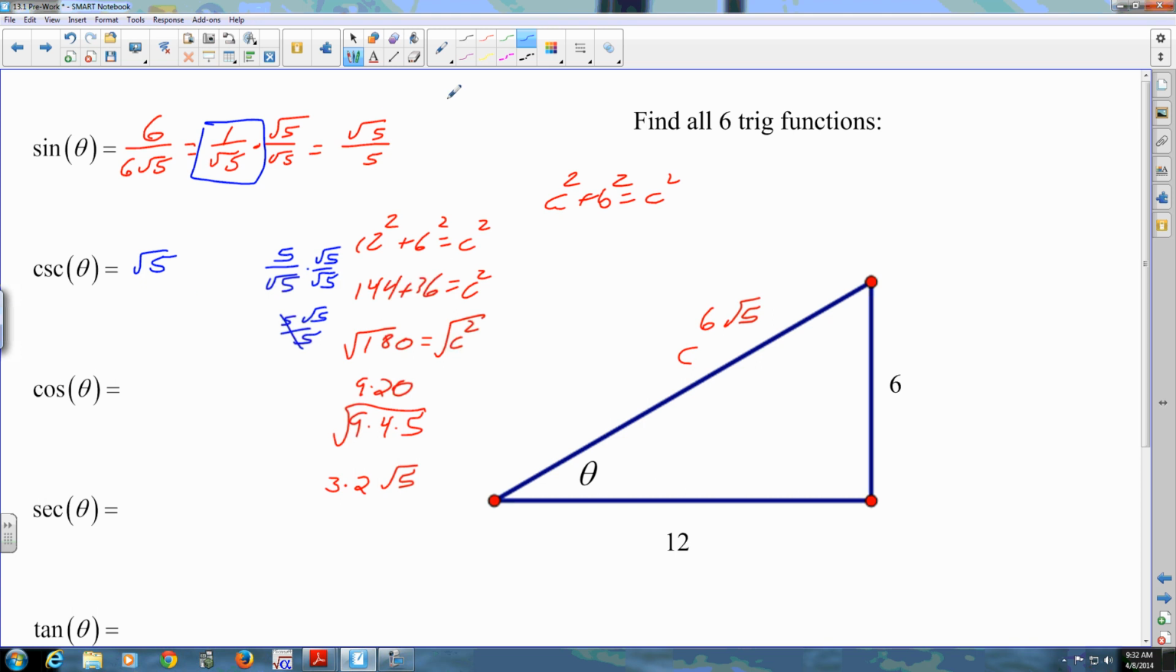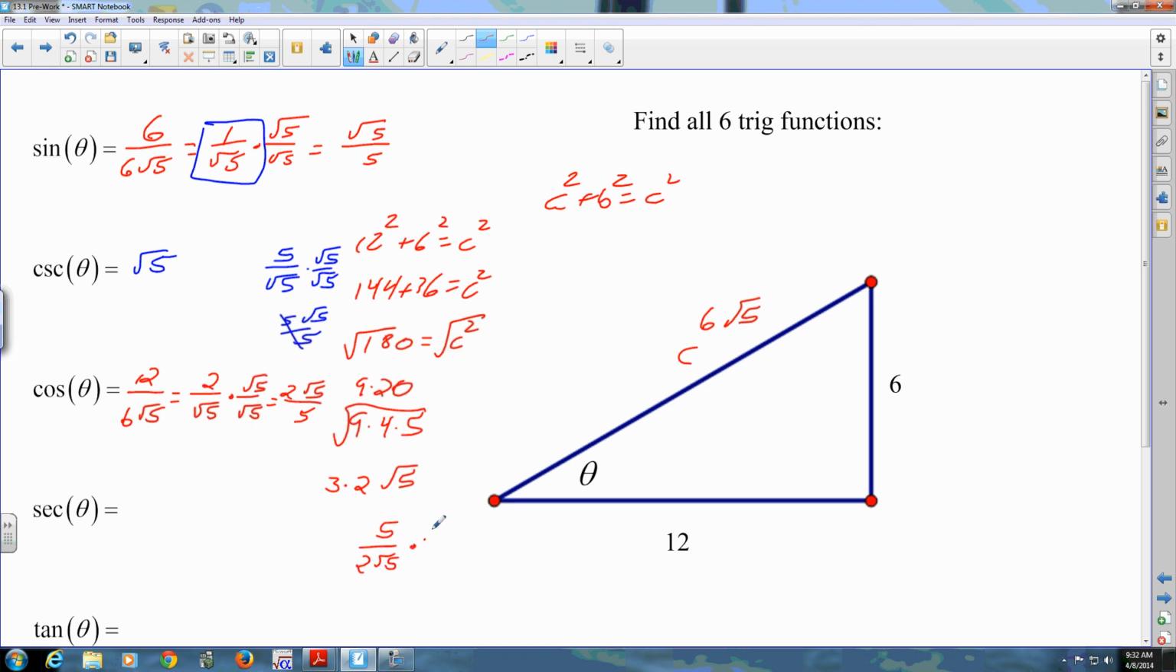Okay? Now, cosine is your adjacent over your hypotenuse. So that would be 12 over 6 square roots of 5. That reduces to 2 over the square root of 5, which then you have to rationalize. So you get 2 square roots of 5 over 5. Secant is the reciprocal. You could flip it over.